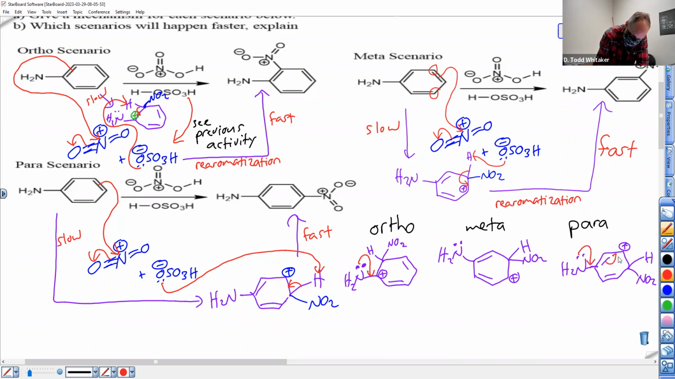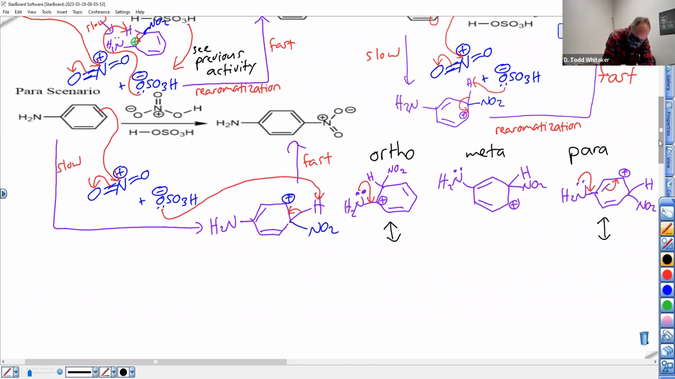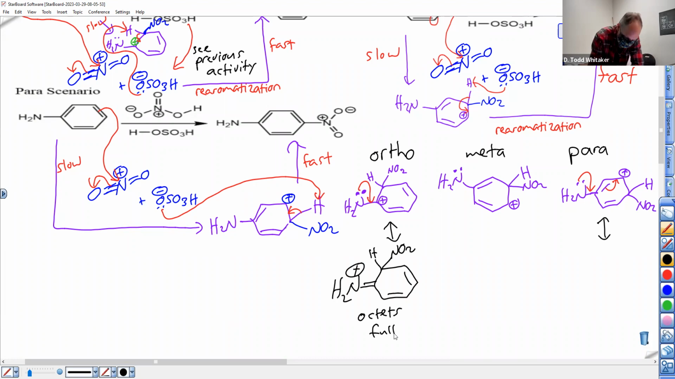and I can't do that for the middle one. Can't do it. Arrows can't end up at the cation with the meta situation. Try. Can't. Not with a nitrogen lone pair. Hey, octet's full. Isn't that a good deal? Octet's full. Octet's full here too.